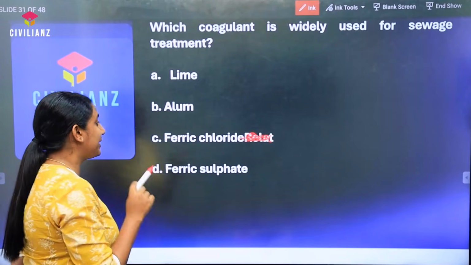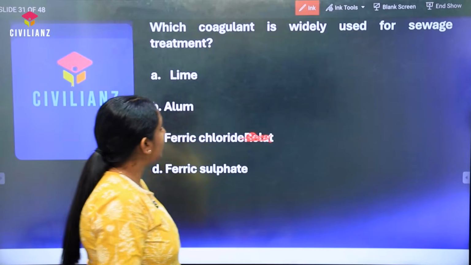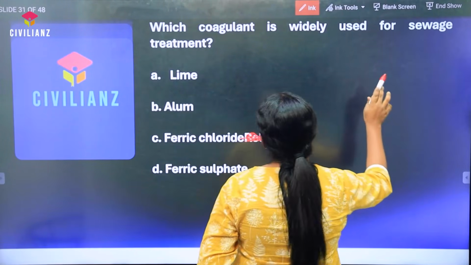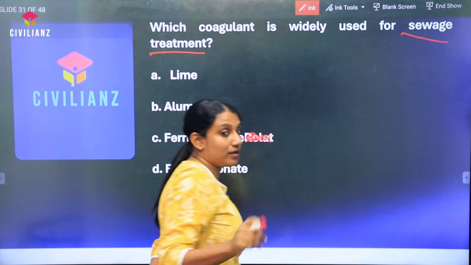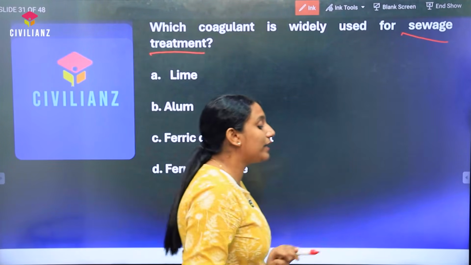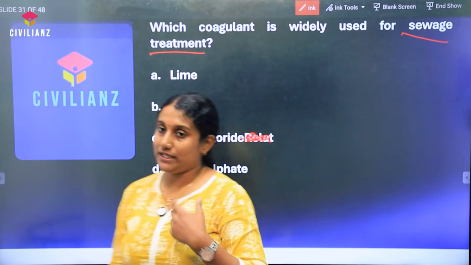Lime, alum, ferric chloride, ferric sulfate. Carefully read. Which is widely used as a coagulant for sewage treatment? Sewage treatment, not for water, for sewage treatment. Okay. In water, widely used.